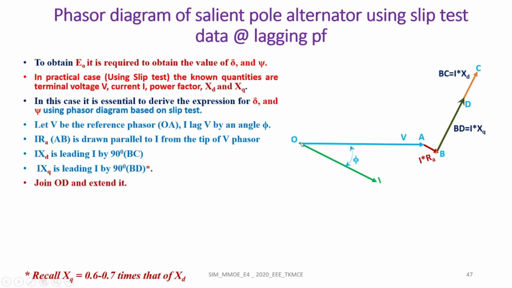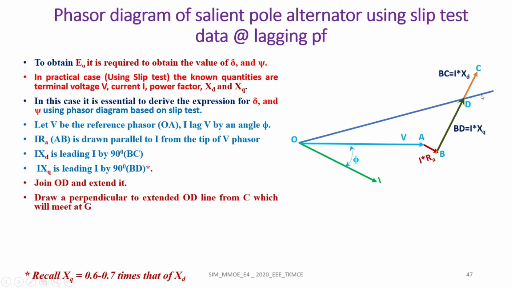Then we need to join O and D and extend it. Then draw a perpendicular to this extended line from point C so that it will meet at point G. Then, based on the slip test data phasor diagram, the length OG represents the excitation EMF E0. The angle between E0 and I is the internal power factor angle psi, and the angle between V and E0 is the load angle or torque angle. It is to be noted that the relationship between the different angles in this case is psi is equal to phi plus delta.